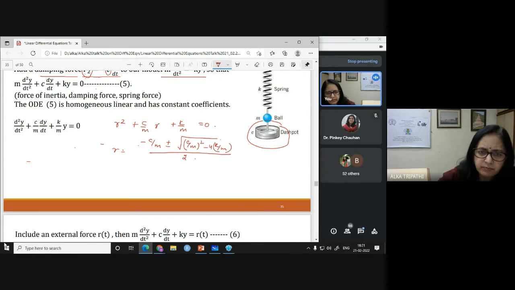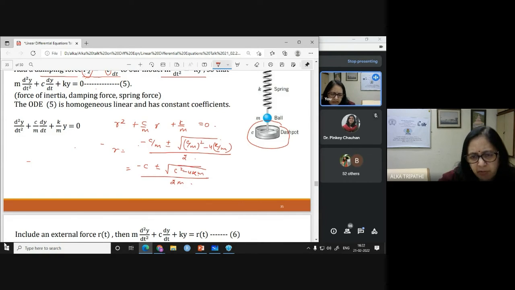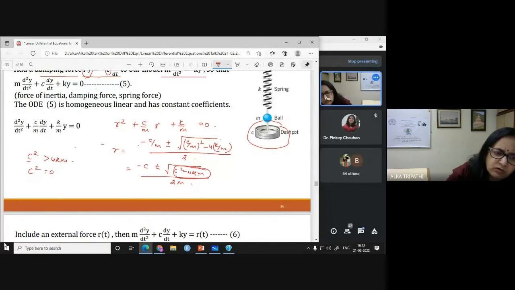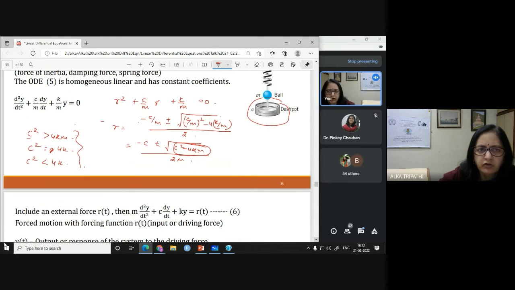Or let us further simplify this one. It will give me r equal to minus c plus minus root c square minus 4km divided by 2m. Now depending on the discriminant c square minus 4km, we will have three cases: the case in which c square is greater than 4km, the case in which c square is equal to 4km, and c square is less than 4km. You will have three cases and three solutions for y.